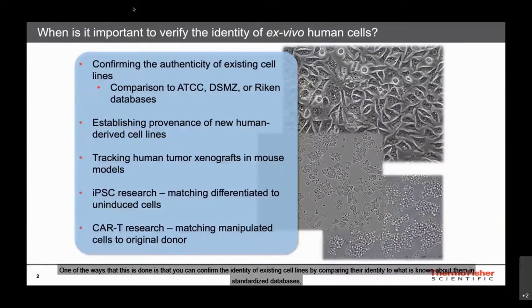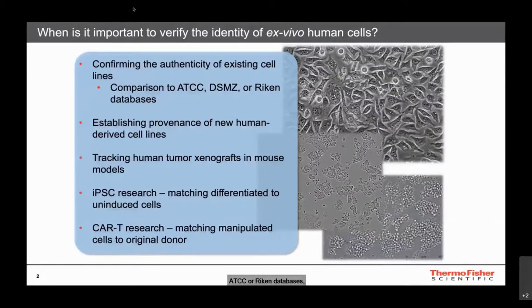One of the ways that this is done is that you can confirm the identity of existing cell lines by comparing their identity to what is known about them in standardized databases like ATCC or the RECON databases. For existing cell lines, they have a database of markers that allow you to double check and make sure that your HeLa cells are actually HeLa cells.